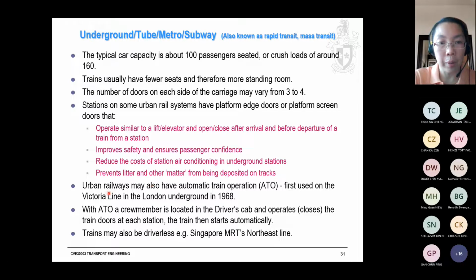Right. So urban railways may also have automatic train operation. Okay, some have drivers, some don't. And trains, yeah, some may be driverless.